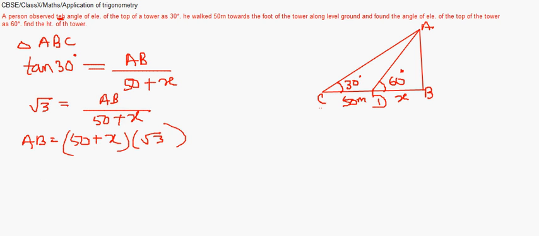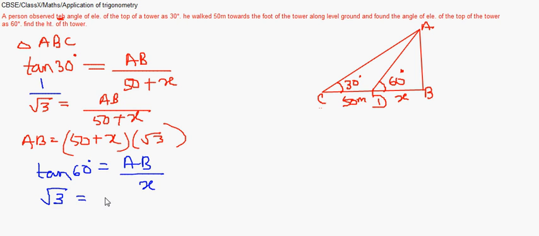Another relation which we get is actually tan 60. Tan 60 is again AB by X. Tan 60 I think is root, tan 30 is, I just forgot. Tan 30 I think is 1 by root 3. I made a mistake here. And tan 60 I think is root 3. So this is AB by X. Again you get AB here, which is root 3 X.